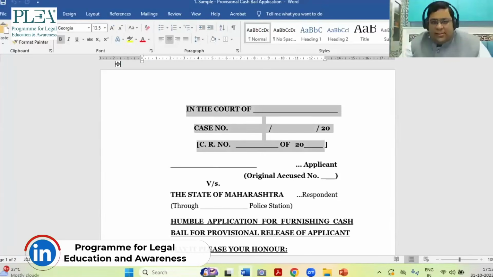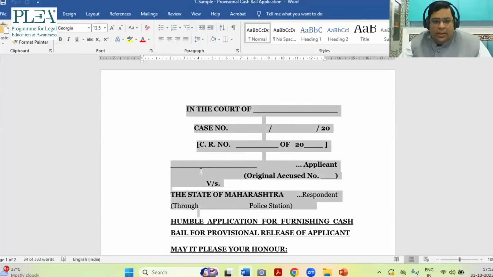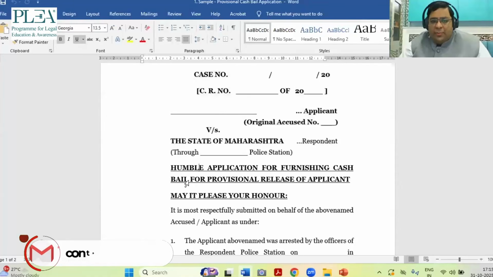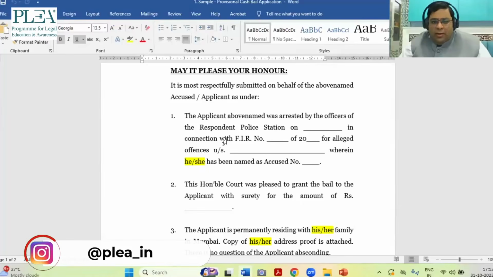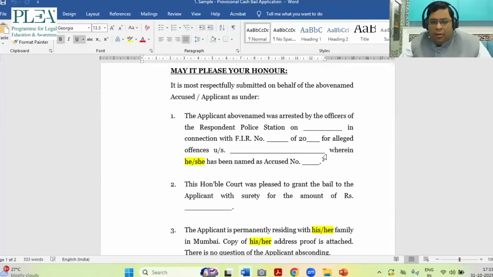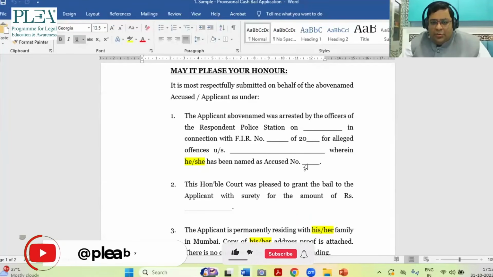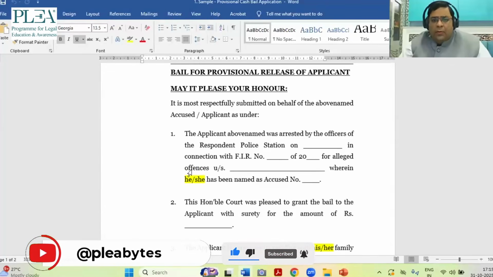The title remains the same, the cause title of the case. It's a humble application for furnishing cash bail for provisional release of the applicant above named. The applicant was arrested by respondent police station on so and so date in connection with FIR number so and so for offences, and he is named as accused number so and so. If there are multiple accused, this is very much required.